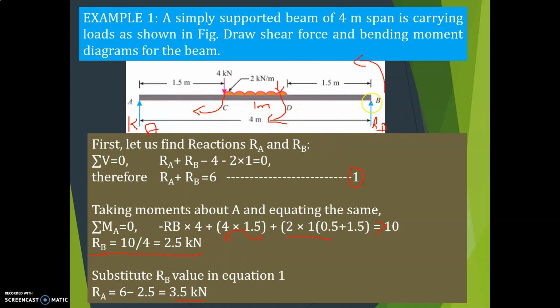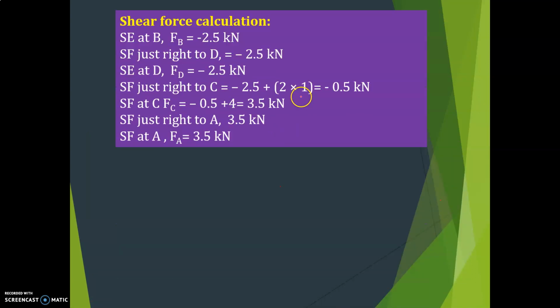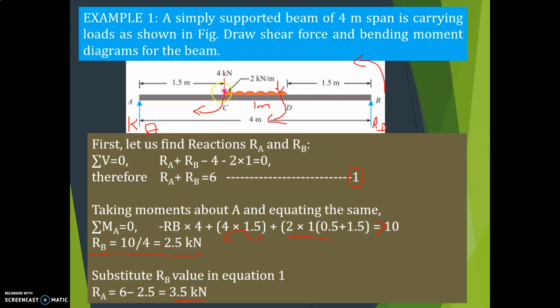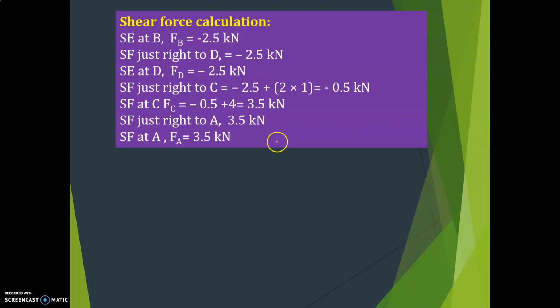So first, shear force at B is minus RB, that is minus 2.5. Then at D also minus 2.5. Then right to C is minus 2.5 plus 2 into 1, 2, so you get minus 0.5. Then shear force at C is minus 0.5 plus 4, that is you get plus 3.5, and shear force at A is equal to plus 3.5.